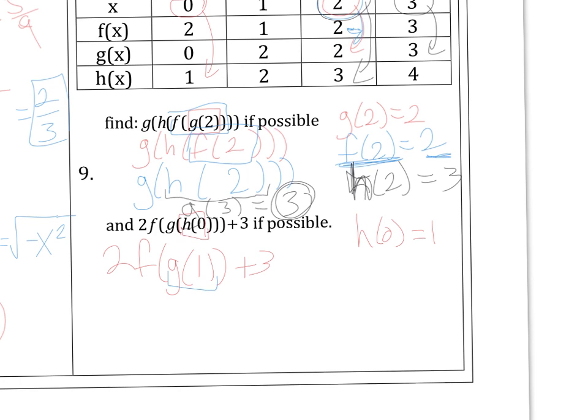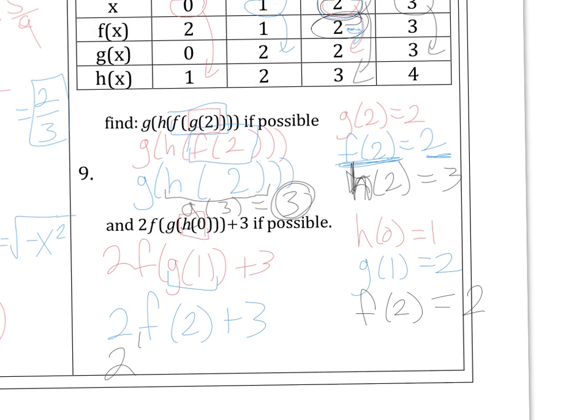Next inside piece, g of 1. Look where x is 1, down at g, and I get 2. So g of 1 is 2. 2 times f of 2 plus 3. Almost done. Next layer, I'm going to find f of 2, where x is 2, f of x is also 2. So f of 2 is 2. And now I just have to evaluate this last piece. 2 times 2 plus 3 is 7.